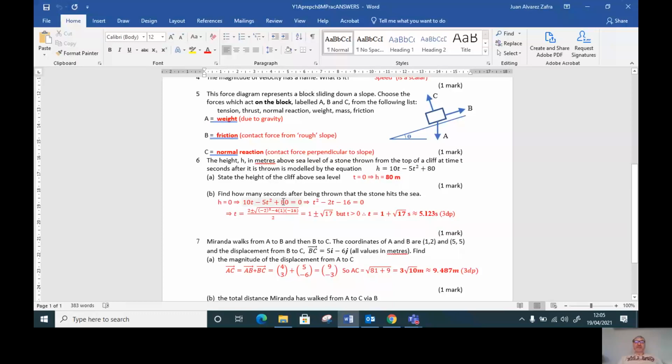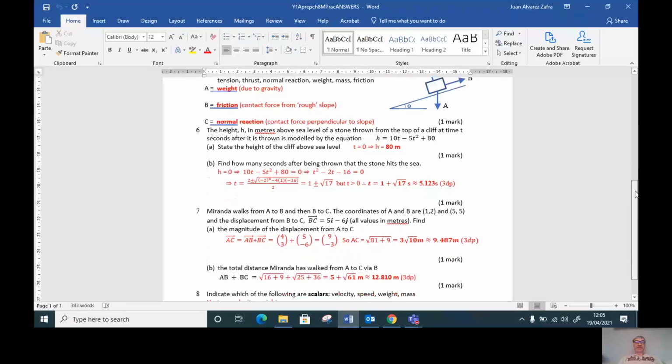Find how many seconds after being thrown the stone hits the sea. Well, when it hits the sea, because h is above sea level, will be when h is 0. We solve the quadratic. We get two values of t, one positive, one negative, but clearly t has to be positive because it doesn't hit the sea before you throw it. And so we get the answer, which is about 5.123 seconds.